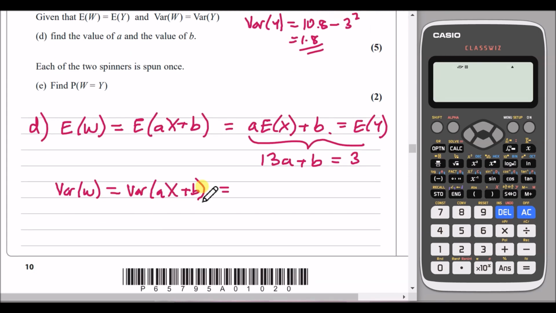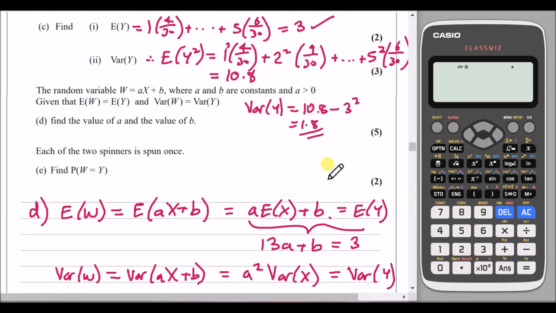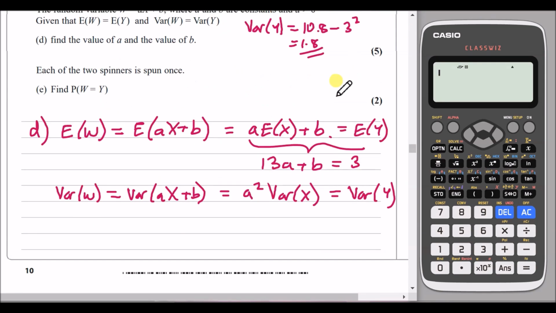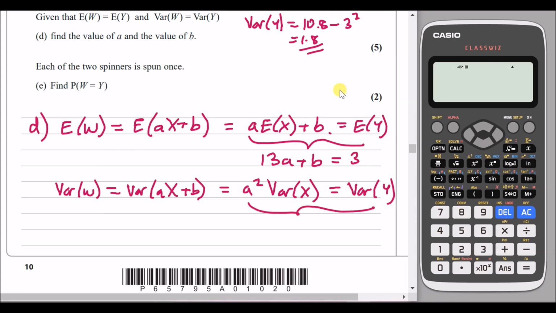So this equation is basically the same as a squared times the variance of x plus 0. We're not going to write plus 0. And that's going to equal the variance of y, because that's what equals according to the statement. Now we know what these two are as well, variance of x and variance of y. Variance of y is 1.8 and variance of x is 5. So this is basically 5a squared equals 1.8. Now we just solve for a.